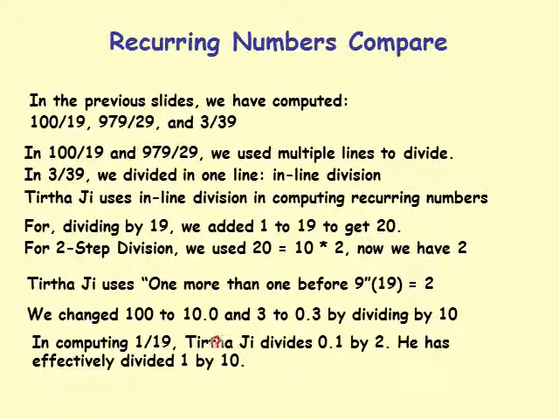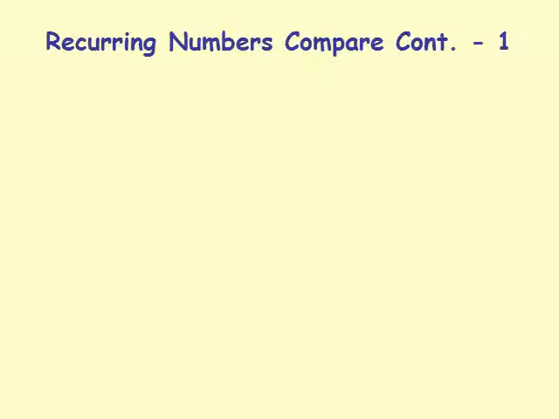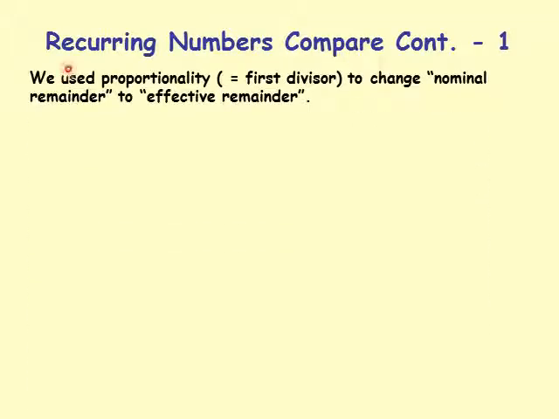Let's continue. Tirthaji just starts by dividing 0.1 by 2. Okay, so he's doing the same thing, but no one notices that he divided by 10. At least he didn't make it really clear. Let's continue. Continue with the same thing. We use proportionality, which is equal to my first divisor, to change a nominal remainder to its effective remainder.